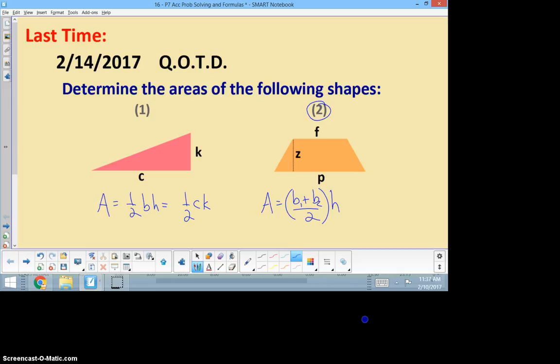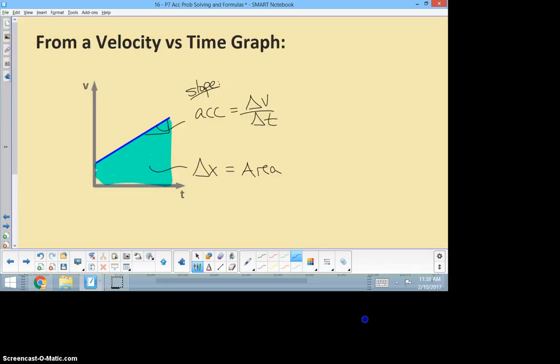times the height. In our case, for this problem, the bases are f and p, so the area would be 1/2 of f plus p, and then our base is actually z. And the reason we introduced these shapes was not just for geometry refreshers, but for the fact that we used areas when we were learning more about how to solve problems from velocity versus time graphs.